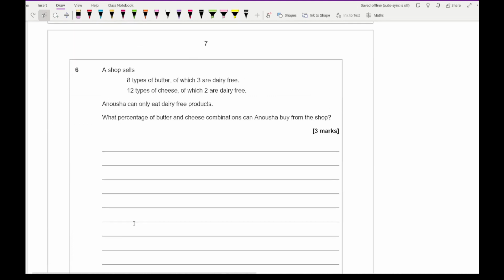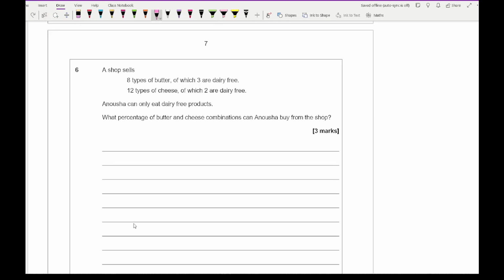Moving on to question 6, it says that a shop sells 8 types of butter, for which 3 are dairy free, 12 types of cheese, which 2 are dairy free, and Anusha can only eat dairy free products. What percentage of butter and cheese combinations can Anusha buy from the shop?